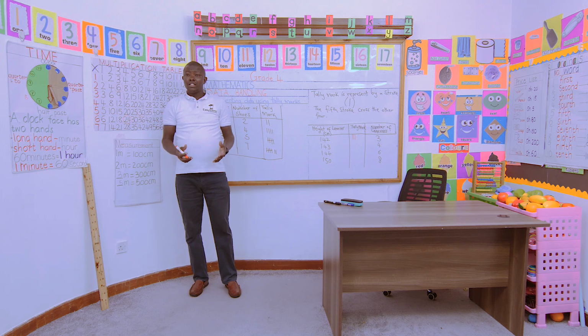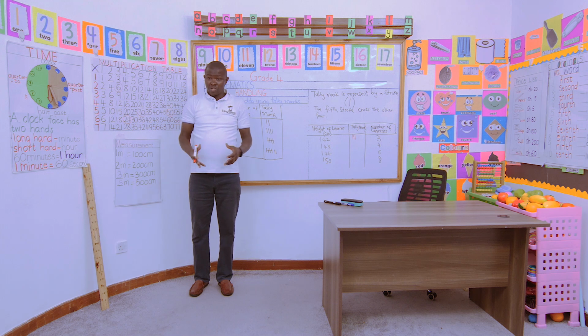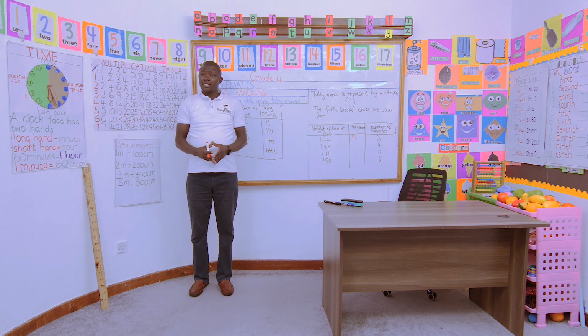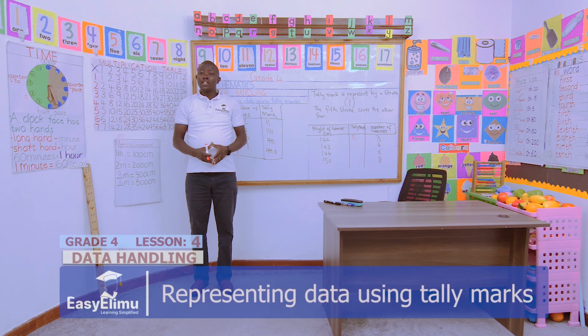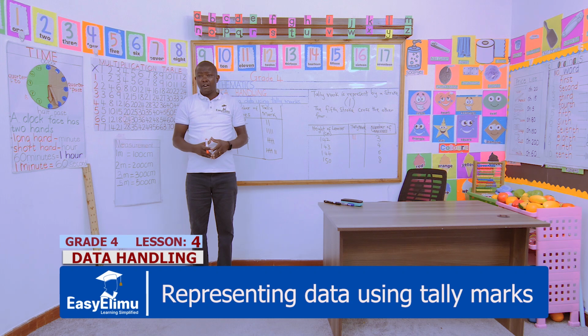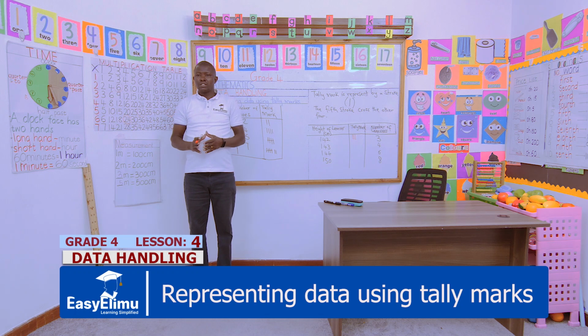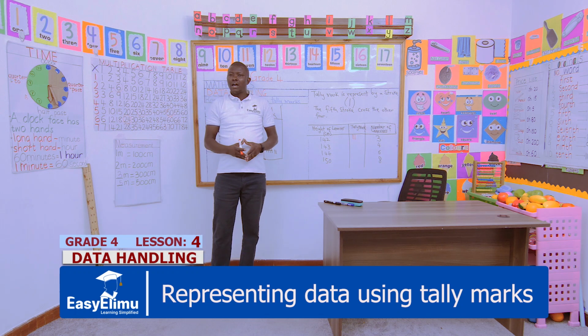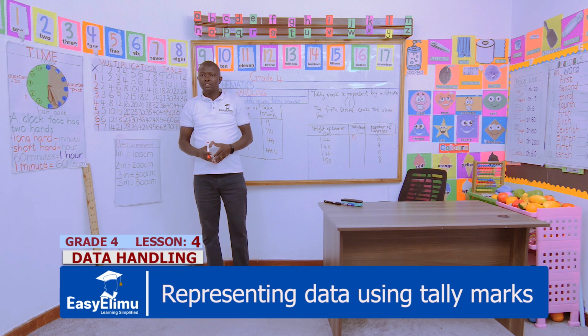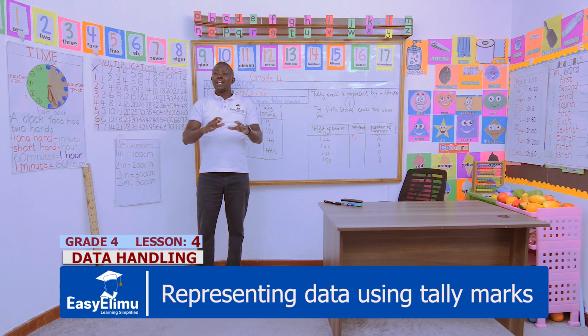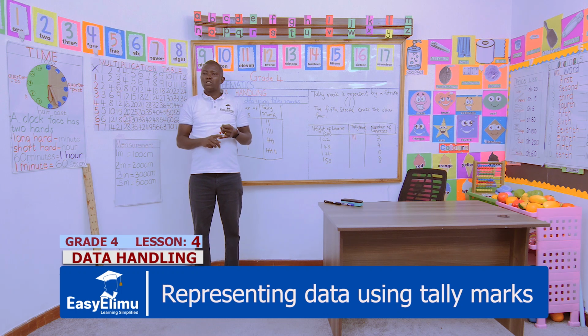But remember, you can come up with your data at home. As I said earlier, you can count the furniture that you have. For example, how many stools, how many armchairs, how many sofa sets, how many couches do you have? Now try to analyze that data. Collect it, organize it, and then represent it using the tally mark.